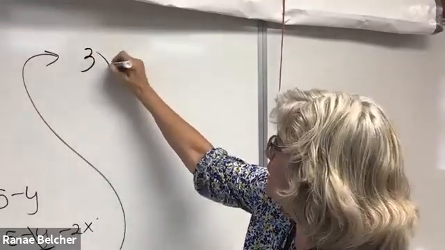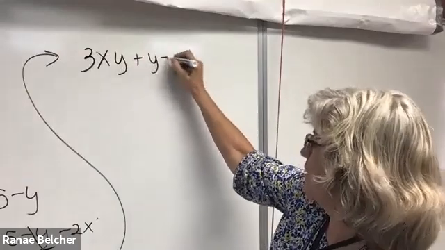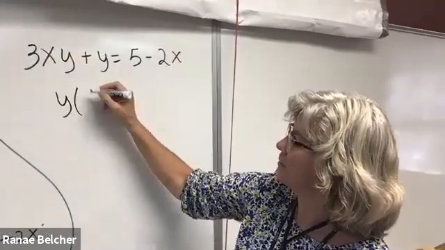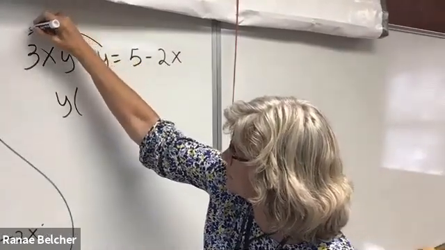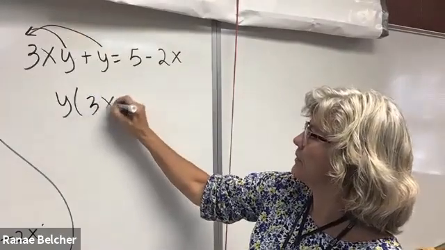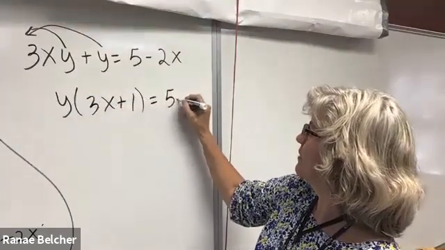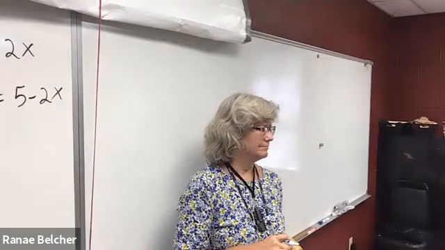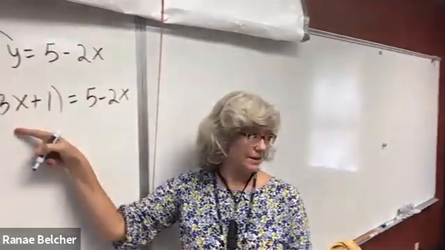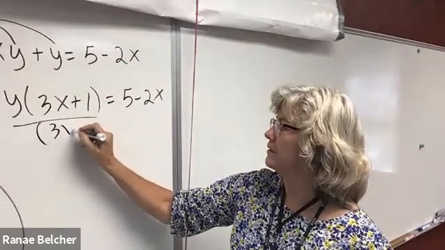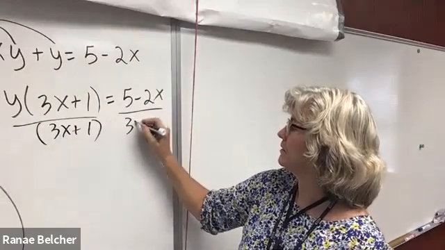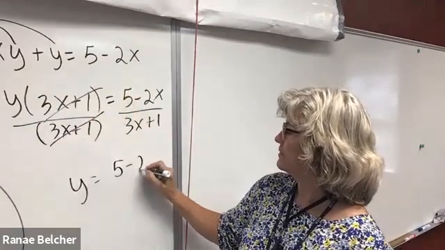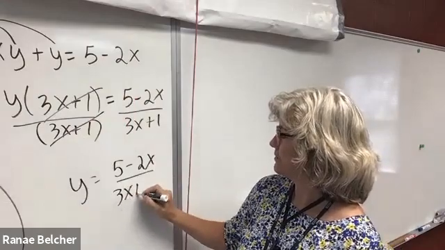Okay, so we had 3xy plus y equals 5 minus 2x. Then we factor the y out. That y is going to undistribute, and we get y times 3x plus 1 equals 5 minus 2x. Then what's the last step? Get y by itself? Divide, right? This whole thing here. And so that will cancel, and you'll have y equals 5 minus 2x over 3x plus 1.